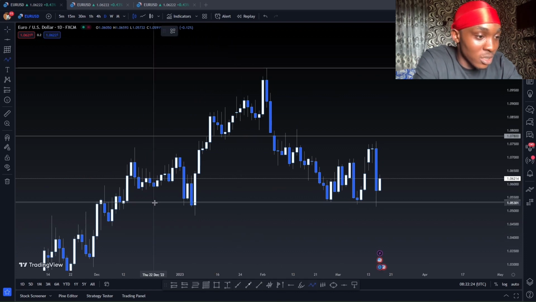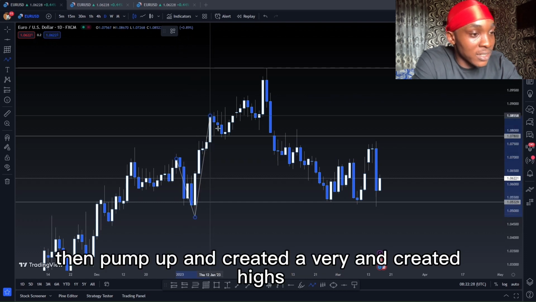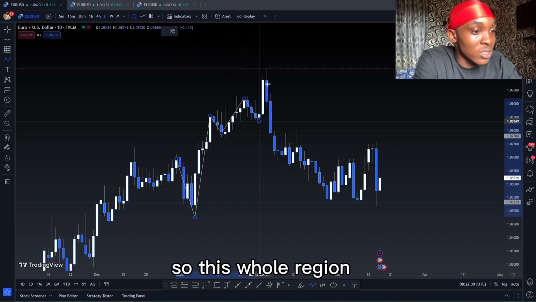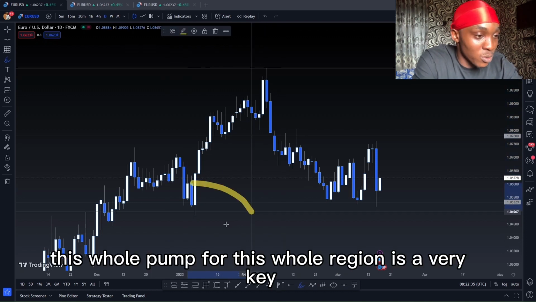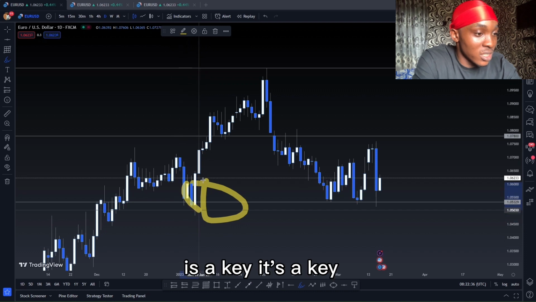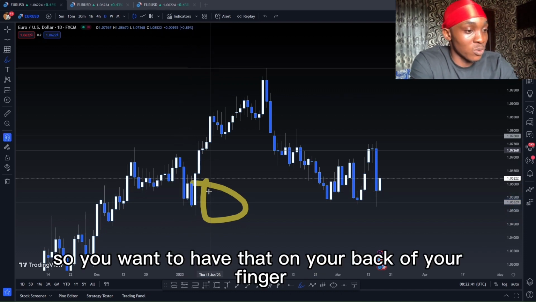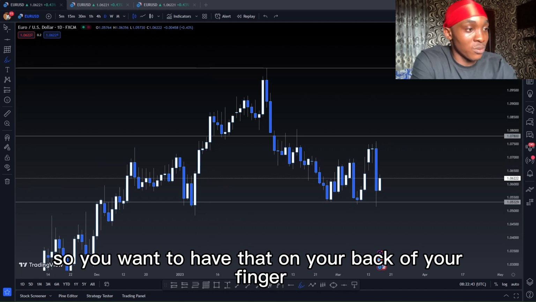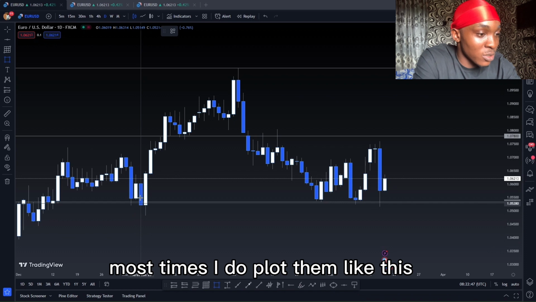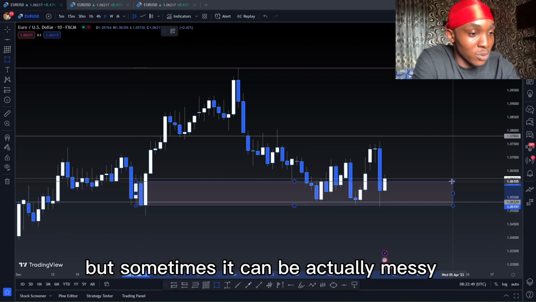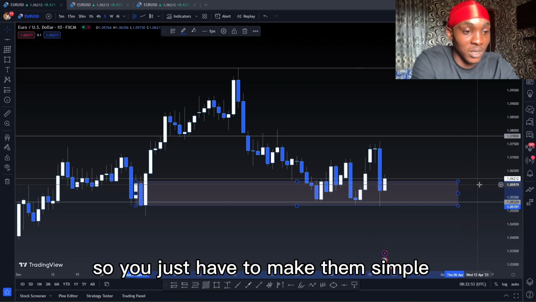here price created a low, then pumped up and created highs. So this whole region that price started this whole pump from is a key daily demand area. So you want to have that at the back of your mind. You can just plot it. Most times I do plot them like this, but sometimes it can be messy. You just have too many boxes, but you just have to make them simple.